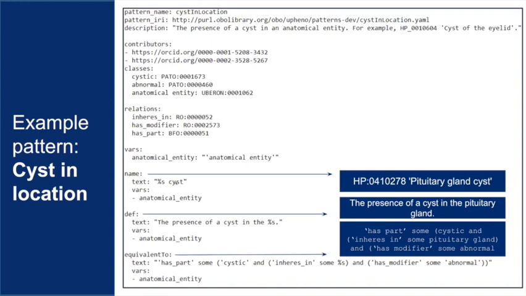And then we use a simple spreadsheet format along with ROBOT to automatically generate these terms, or we can automatically retrofit existing terms to conform to this pattern. So for example, with this cyst and location pattern, this pattern would create a term called pituitary gland cyst, which is an existing term in HPO. So this pattern has been applied to this HPO term, and then it would generate this definition. And these can always be overridden too.